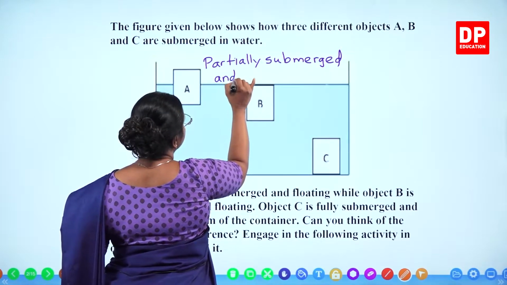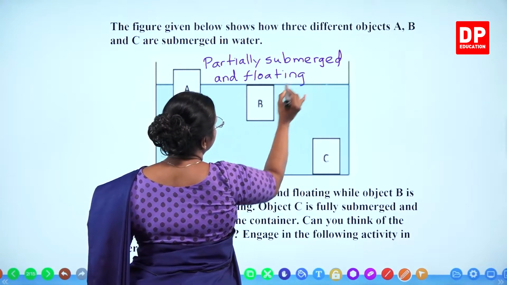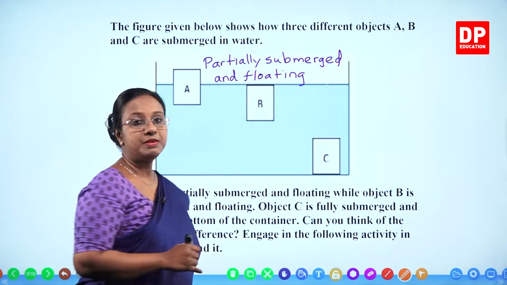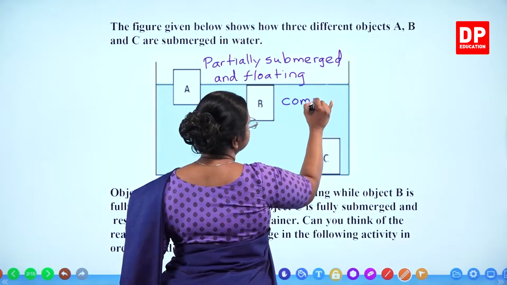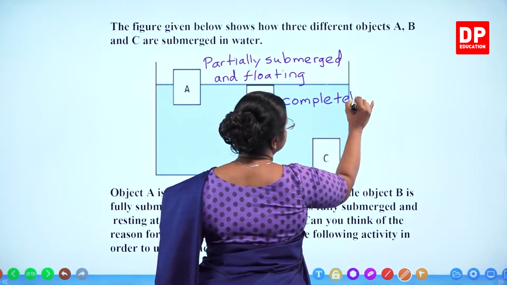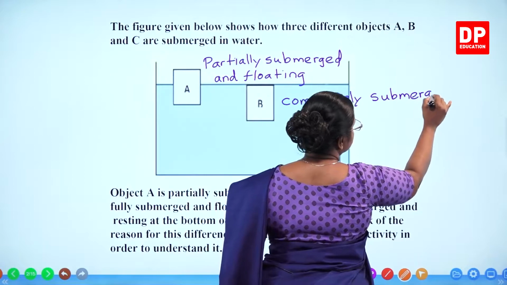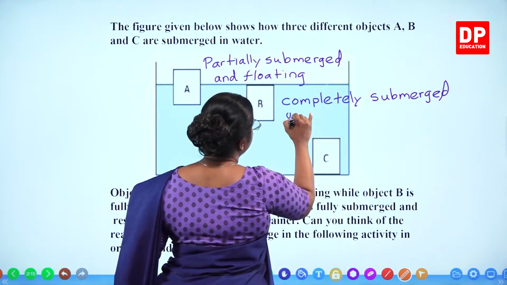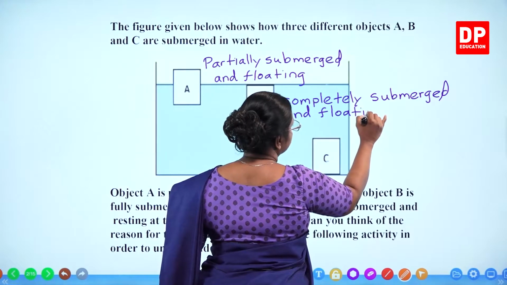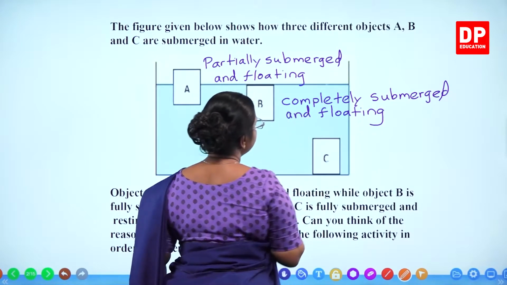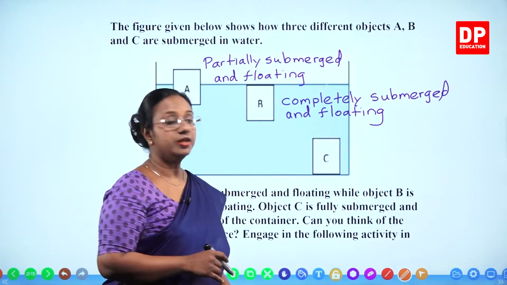And floating. What can you say about B? It is completely submerged and floating. Completely submerged and floating. See, now it has come down completely.